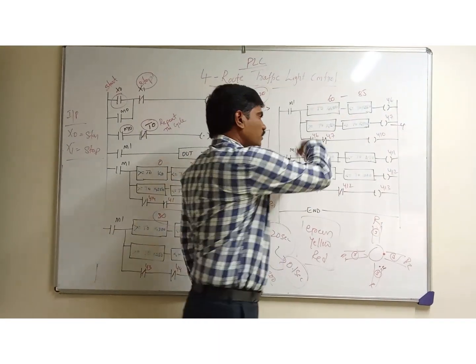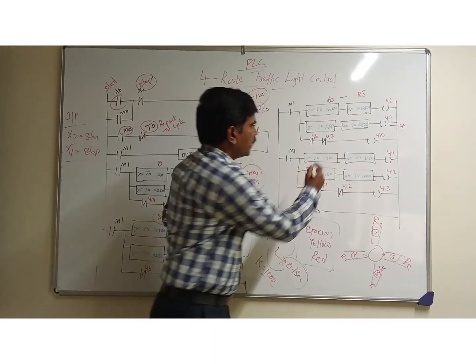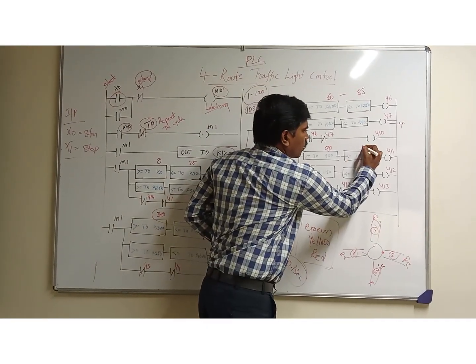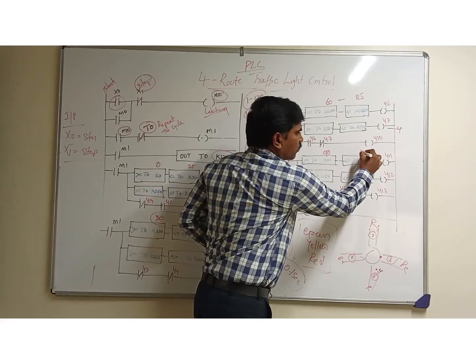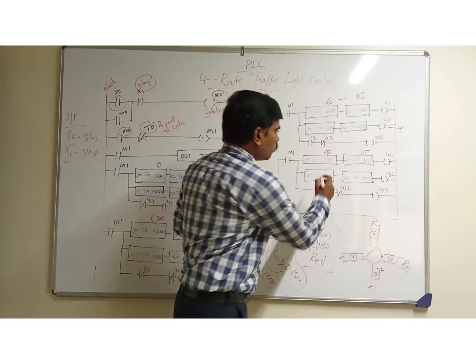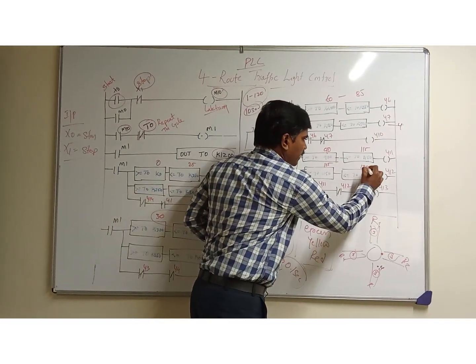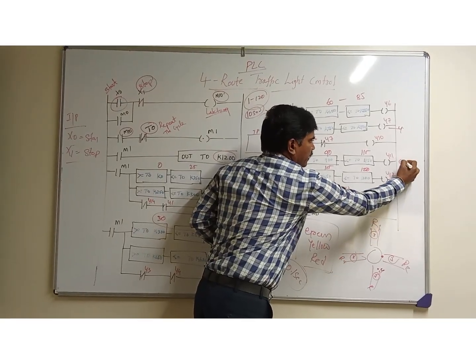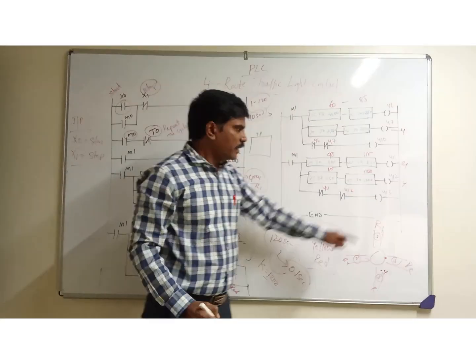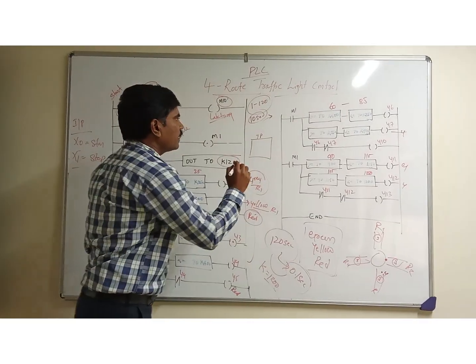And similarly for the last one, it is from 90 seconds to 115 seconds green. After 115 to 120 seconds, it is yellow. Afterwards, it is red. Means here we are using a clear sequence.